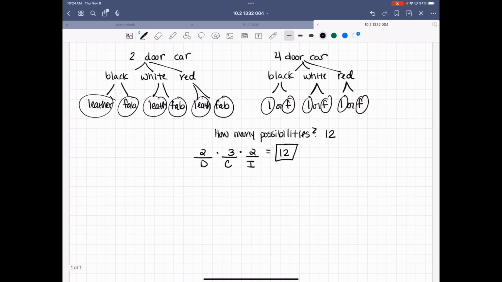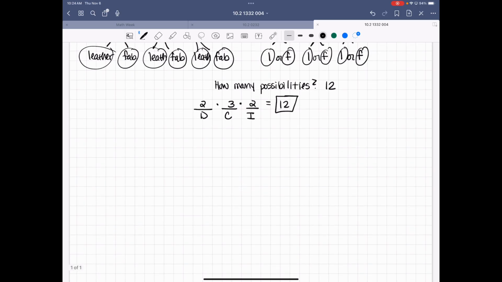So let's look at example 1. A discount paint manufacturer plans to make several different paints.